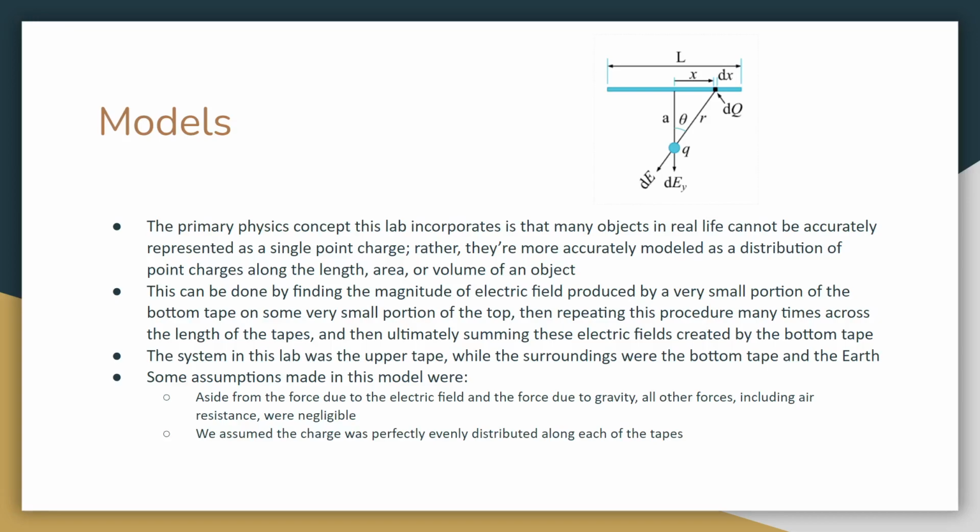This can be done by finding the magnitude of the electric field produced by a very small portion of the bottom tape on some very small portion of the top tape, then repeating this procedure many times across the length of the tapes, and then ultimately summing these electric fields to get the net electric field.